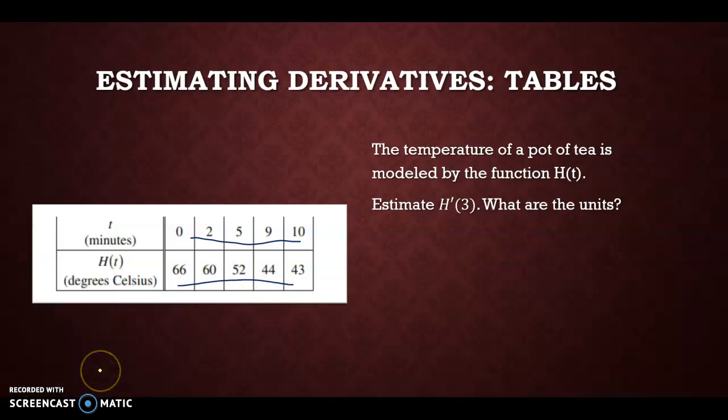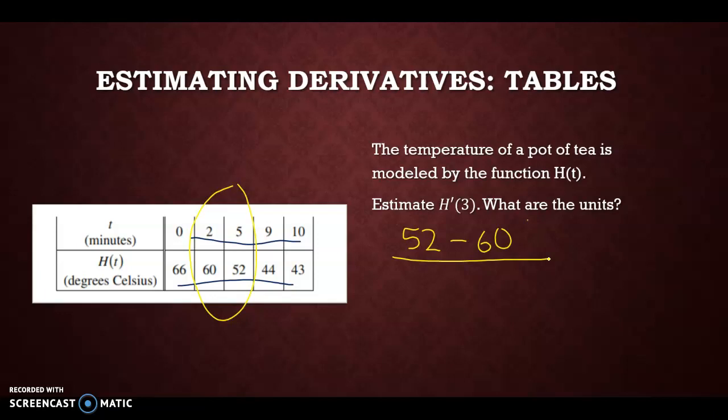I'm going to get a better color for drawing on this dark color. So if I want h prime of 3, I would like to do a slope, but I want some numbers that are close to 3. And looking at this table, the numbers that are closest to 3 are between 2 and 5. If I'm going to estimate with slope, I need 2 points, so I've circled those 2 points there. And then I need to do rise over run. So I'm going to do 52 minus 60.